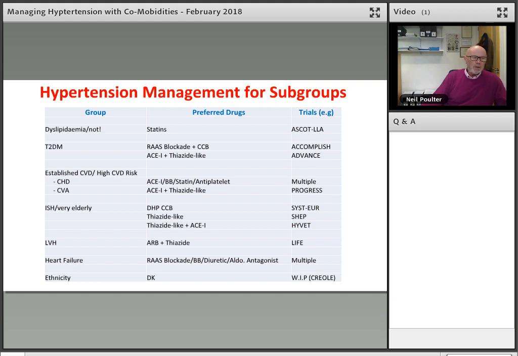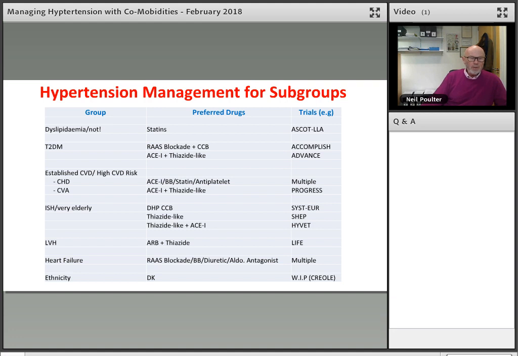So let's turn to established cardiovascular disease, those with established vascular disease or at high risk. For coronary disease, we know all this: ACE plus beta blocker plus statin plus dual platelet therapy, and there's loads of trials supporting that. Stroke, those with established stroke, less evidence really, is in the PROGRESS trial. That's an ACE inhibitor plus thiazide-like.